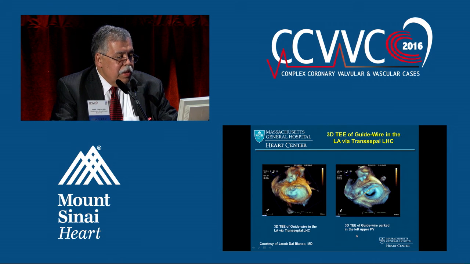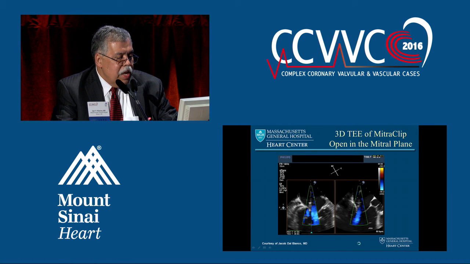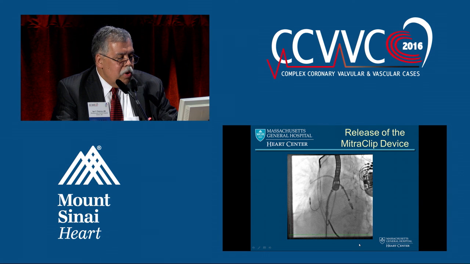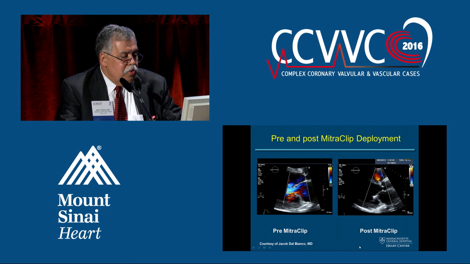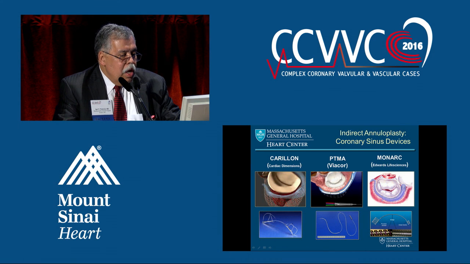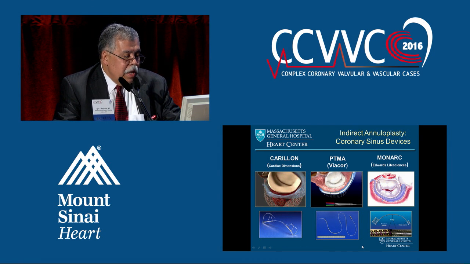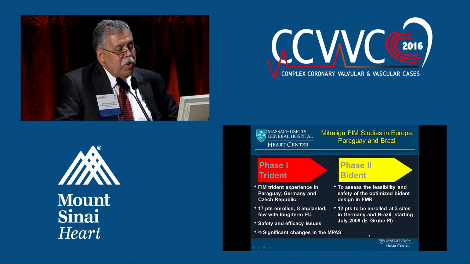This shows you the echo and the fluoroscopy findings. Let me just move to the endpoint of this particular case, which shows you the pre and post clipping of this patient. This patient is coming out for her 3rd year follow-up, but here is the pre and the 1 year follow-up with practically no change in the severity of mitral regurgitation. I'm going to omit this part on the coronary sinus. It didn't bear out what we were waiting for.